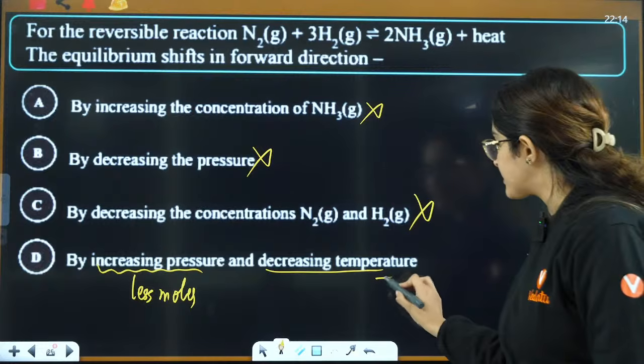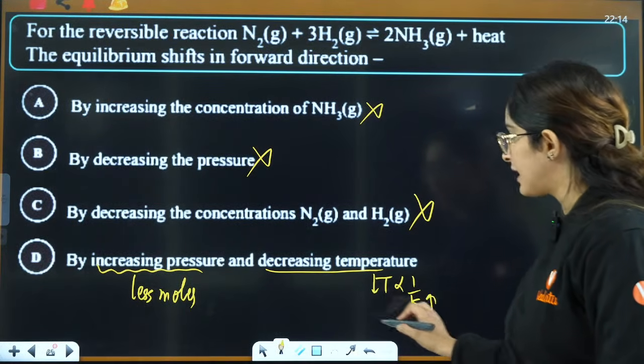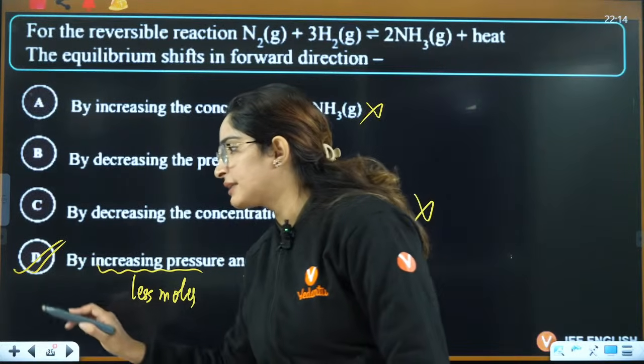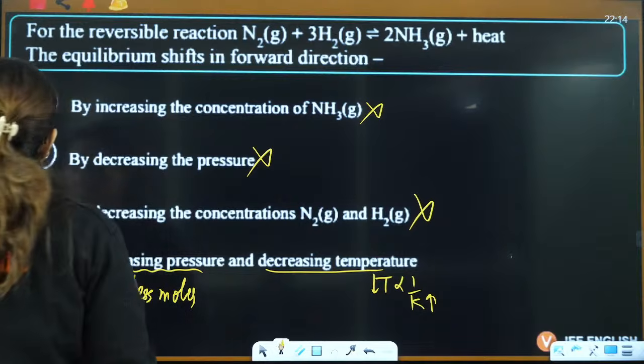Decreasing temperature: as temperature and K are inversely proportional, if you decrease temperature, K will increase. So D is definitely the correct answer, right? Okay.